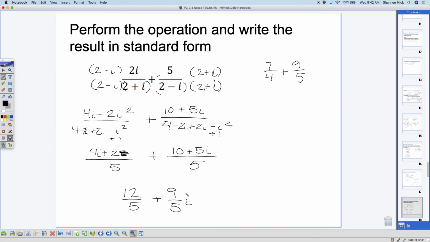Okay, but that's not wrong, but you're not done. That's the in-between step. You just had to combine like terms. How come the i goes with the 9 over 5 and not the 12 over 5? Because the i goes with the 9. Now we're just adding. Just add the numerators on the top.